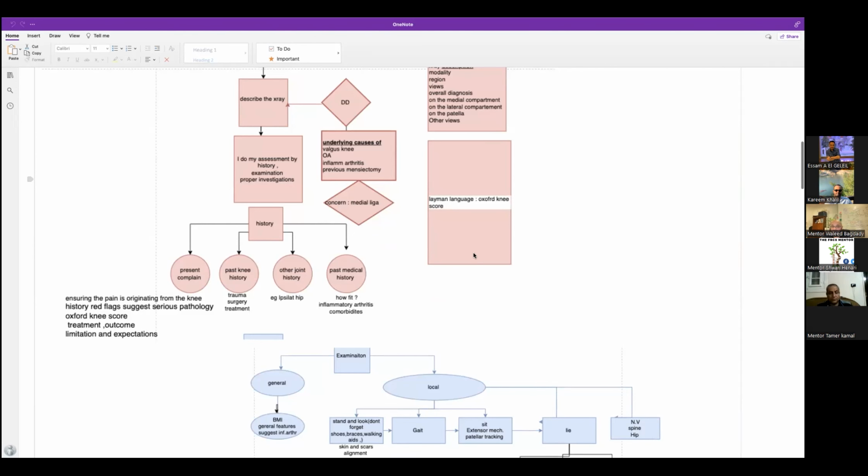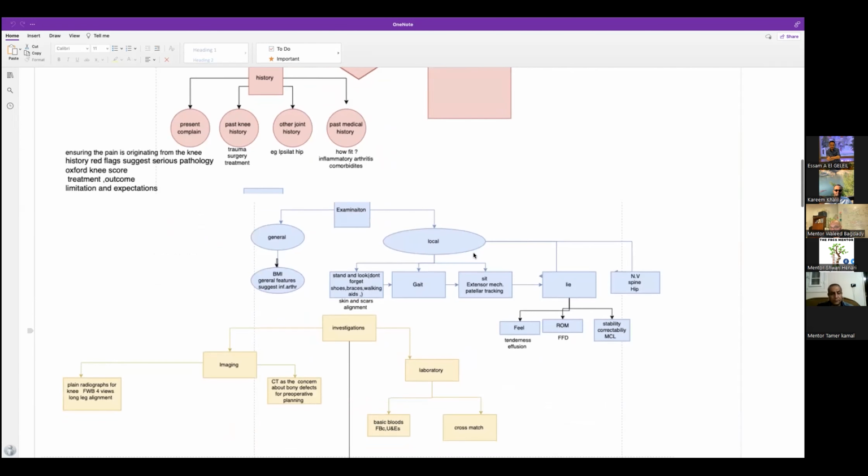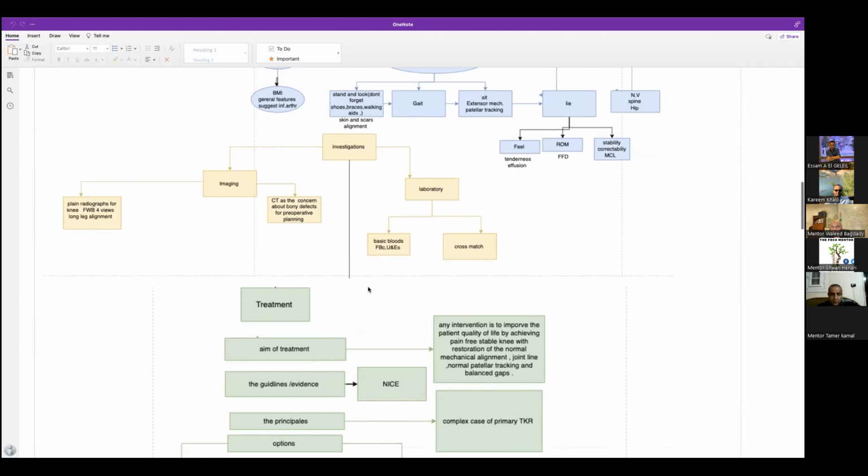I will ask about medical history. How fit is the patient? Any history of inflammatory arthritis and the comorbidities. My examination, looking generally for BMI and the general features suggesting inflammatory arthropathy. Locally, I'm looking for the alignment, looking at the gait for any thrust. I will examine the extensor mechanism, patellar tracking, tenderness and effusion, fixed flexion deformity, stability, correctability, and the MCL insufficiency. I will finish my examination by examining the hip, spine, and neurovascular state.